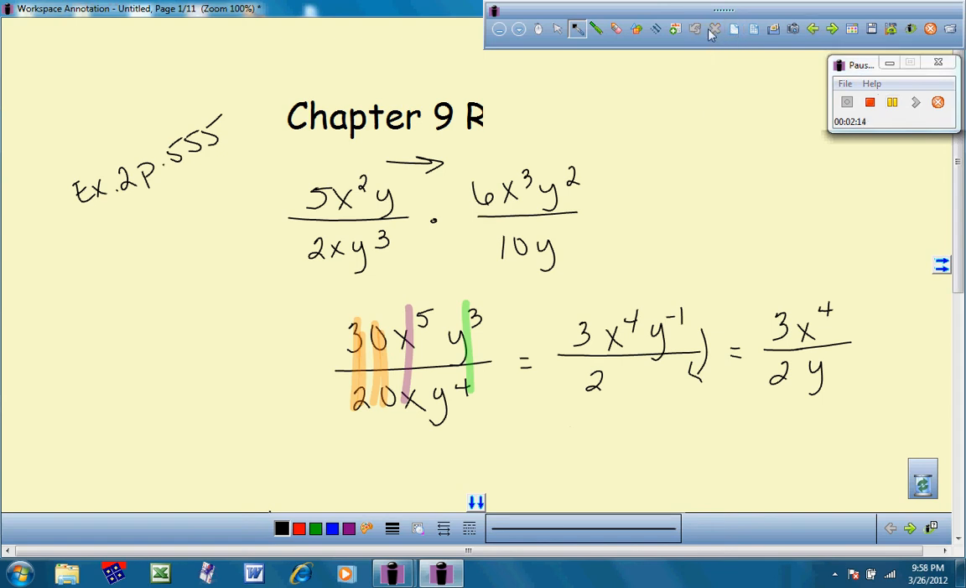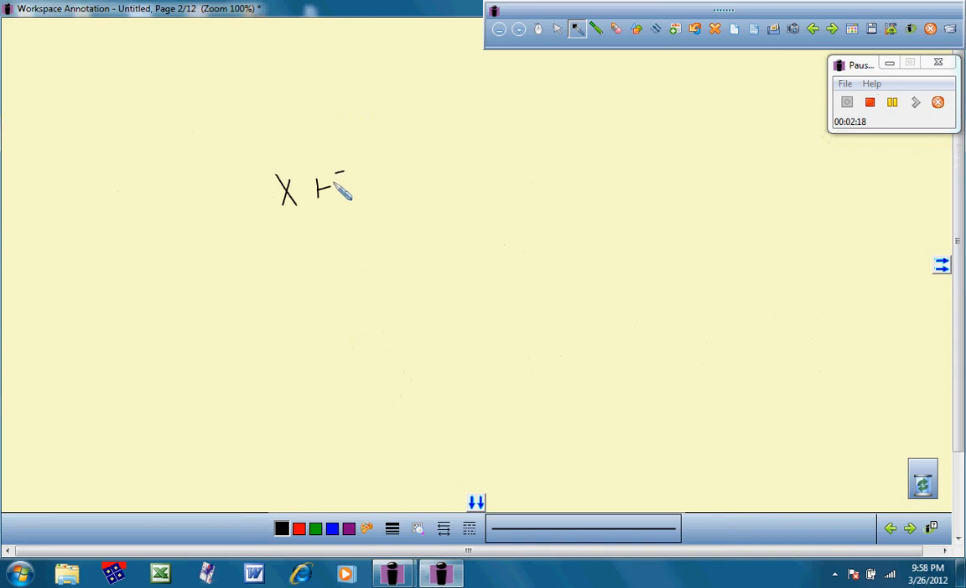Alright, next example. Let's do x plus 5 over x divided by x plus 5 over 2x. Now remember, when we divide fractions, what we're actually doing is multiplying the reciprocal. So we're going to do x plus 5 over x times 2x over x plus 5.